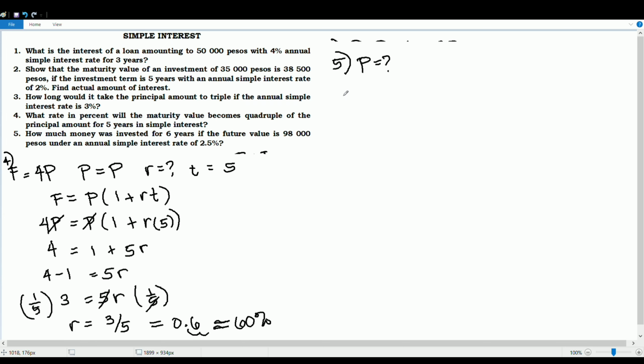So let's use the second formula of the future value. I think this is also applicable here. So we have F is 98,000 pesos and we are looking for the principal amount P to be multiplied by 1 plus our R, which is 2.5% or also known as 0.025, to be multiplied by T or 6 years.